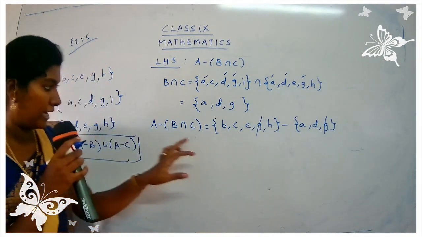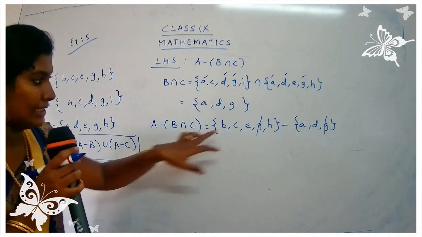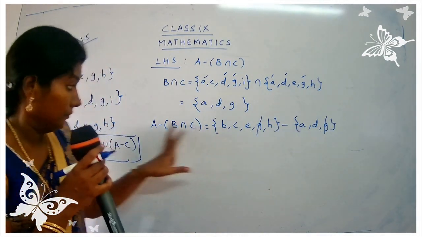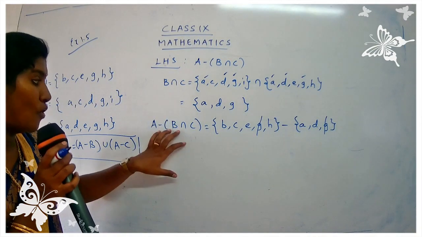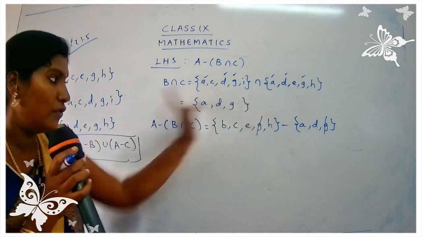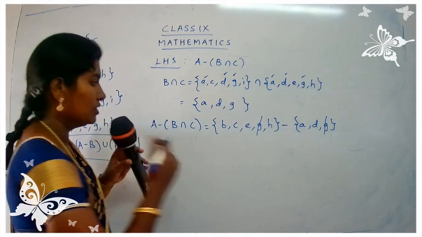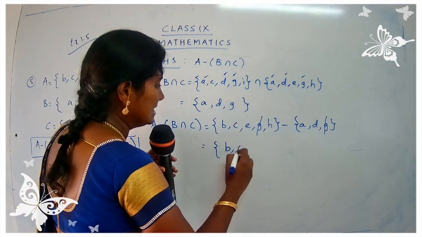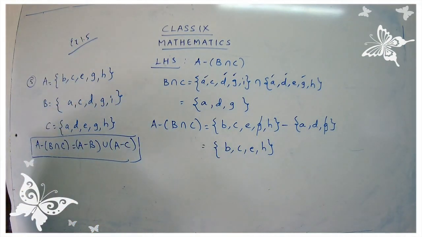So, are you getting my point? So, what are we going to do here? We are going to cancel the common element. So, what is cancelled here? G and G is cancelled. What is the meaning of A minus B intersection C? I want only A. I don't want B intersection C. So, I am going to focus only on A. So, this is equal to B, C, E, H. So, I got the value for A minus B intersection C, which is B, C, E, H.